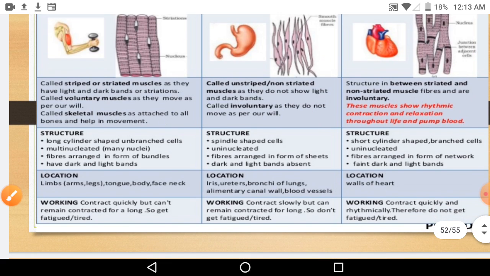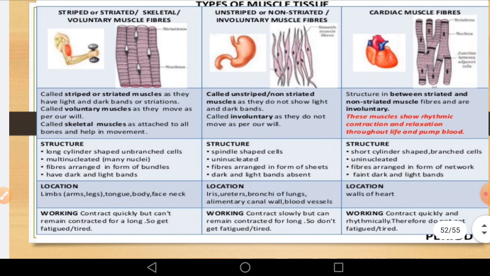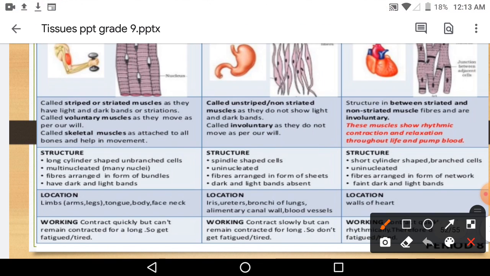What is the structure? Long cylindrical shape, unbranched cells. Can you see the cells? They are long and cylindrical and they are unbranched. They are multinucleate; they have many nuclei. Fibers are arranged in the form of bundles. The bundles have dark and light bands. Here, the structure is spindle shaped. That means they are narrow at the ends.